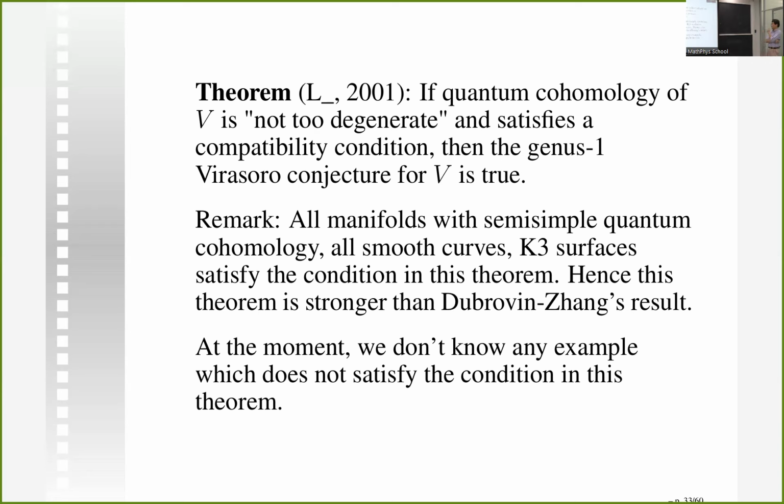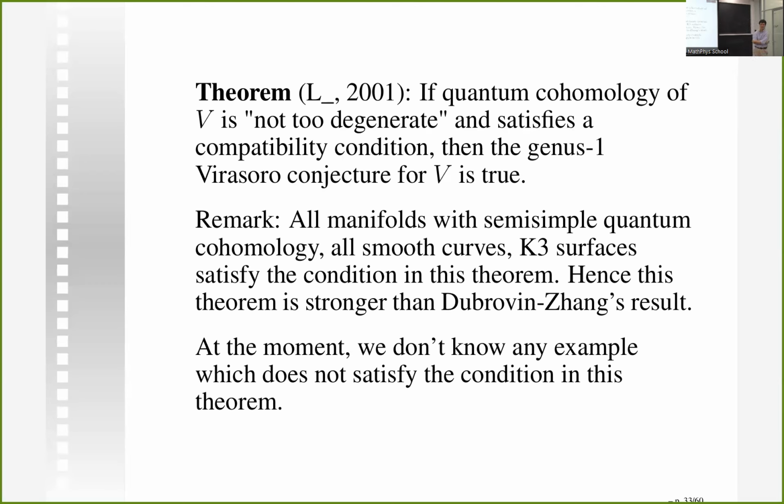So I will say that all manifolds with simple quantum cohomology satisfy these conditions. And all smooth curves also satisfy this condition. All K3 surfaces also satisfy these conditions. Of course, we know most curves are not semisimple. K3 surface is also not semisimple. So in this sense, this theorem is actually somehow stronger than the Dubrovin and Zhang results. And at the moment, we actually don't know any example which does not satisfy these conditions.